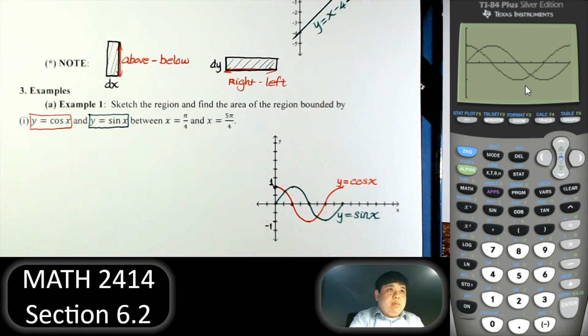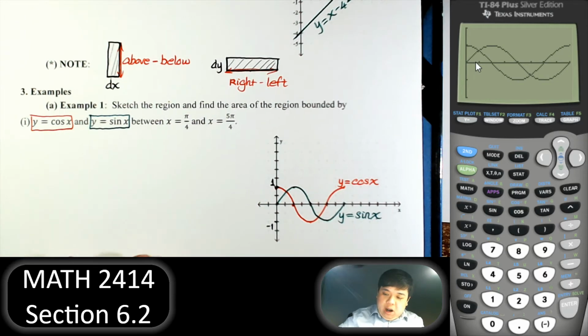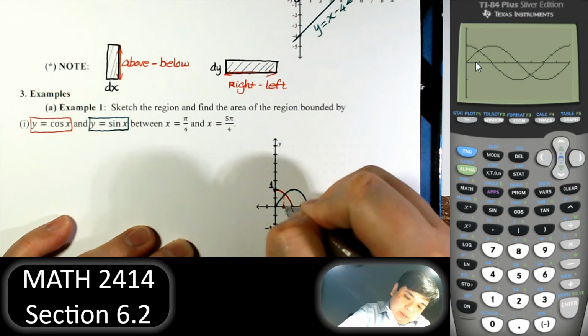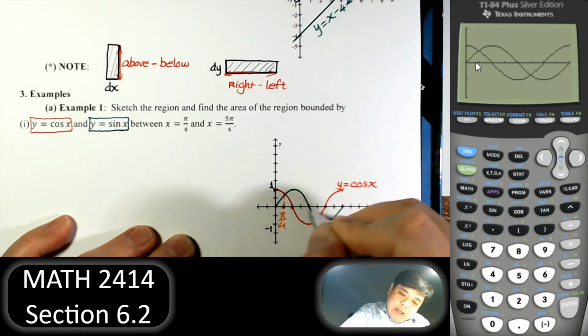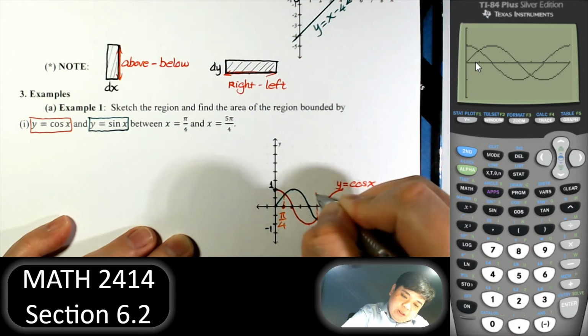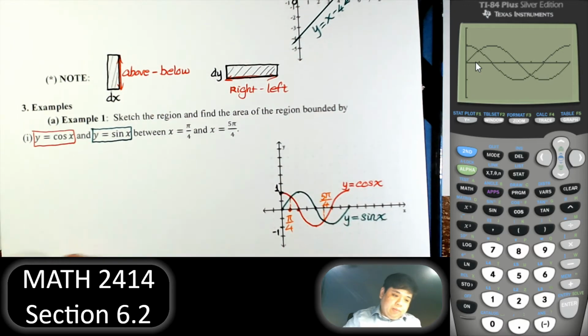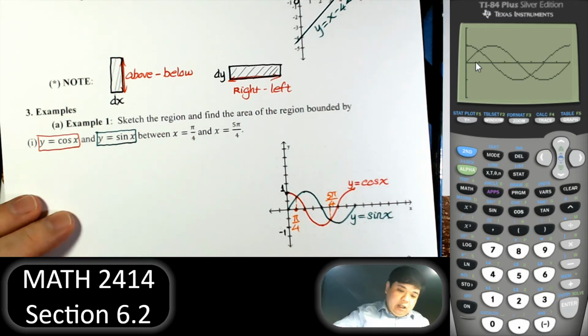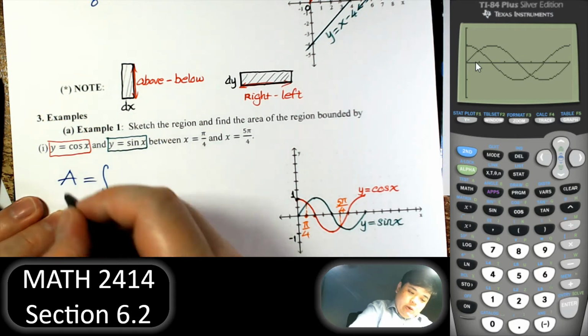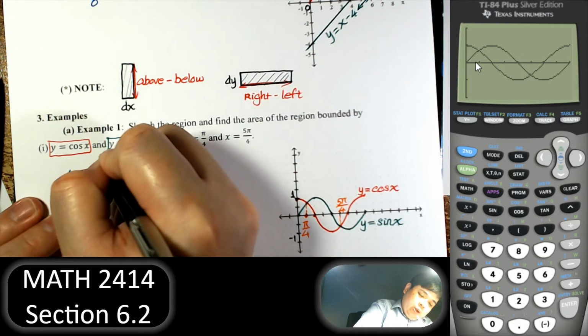Obviously, sine x is above cosine of x. And since we choose each tick to be pi over 4, we have pi over 4 is this point, and 2 pi over 4, 3, 4, 5 pi over 4. So the integral here is from pi over 4 to 5 pi over 4.